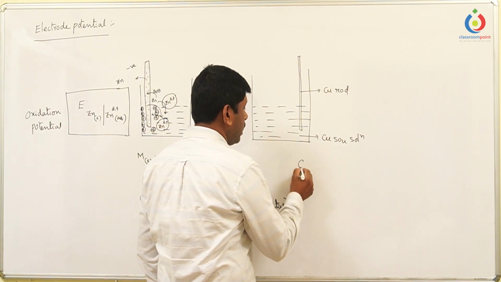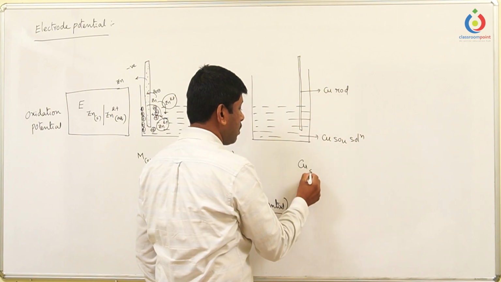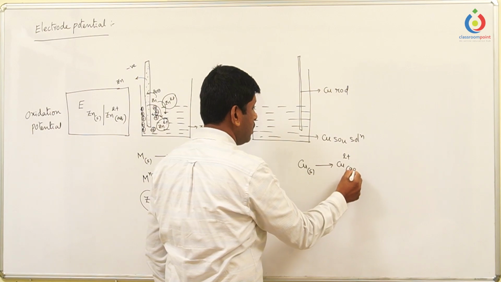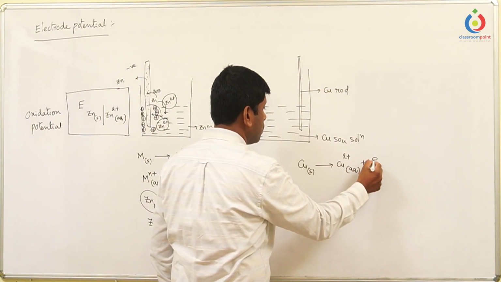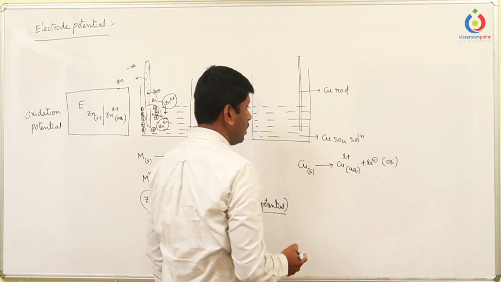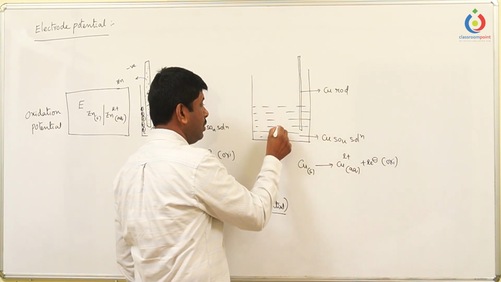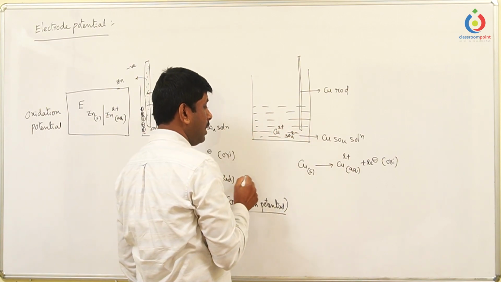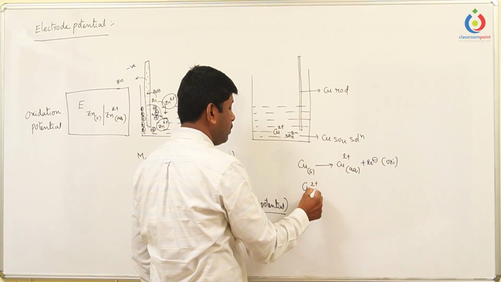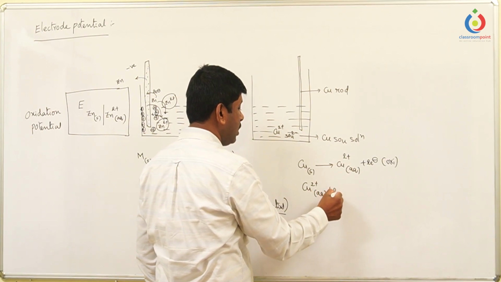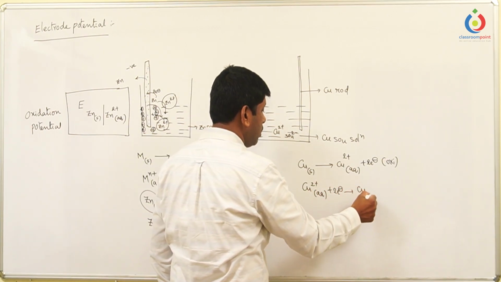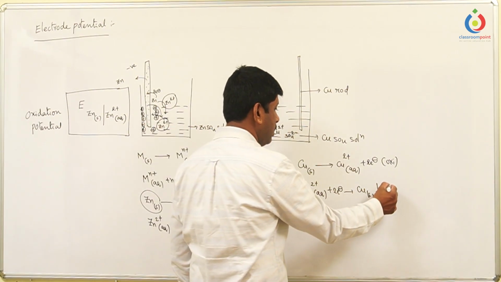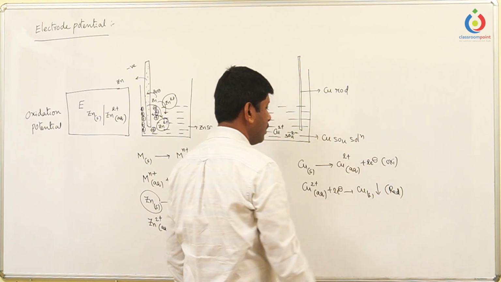One is that the copper rod is ready to participate in the oxidation process and produce the Cu2+ ions along with the 2 electrons. This is the oxidation process. At the same time, the Cu2+ ions present in the solution in the form of copper sulfate are ready to get reduced by gaining the 2 electrons, so that they deposit as copper metal. This reaction is known as the reduction reaction.